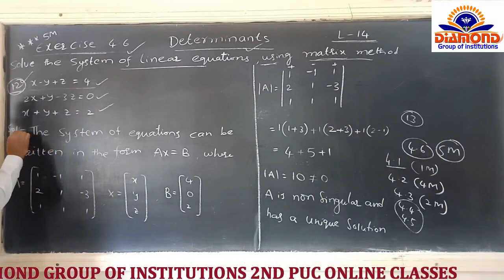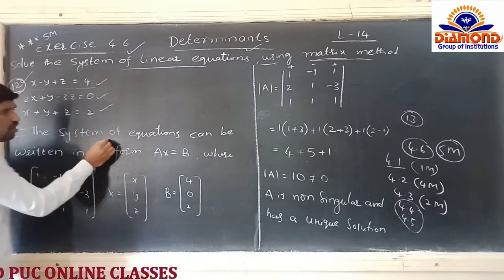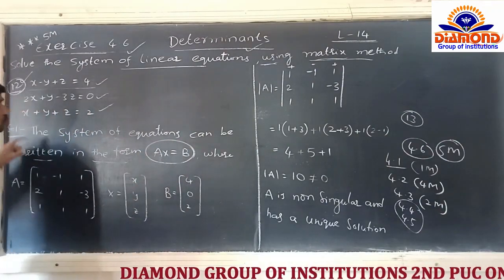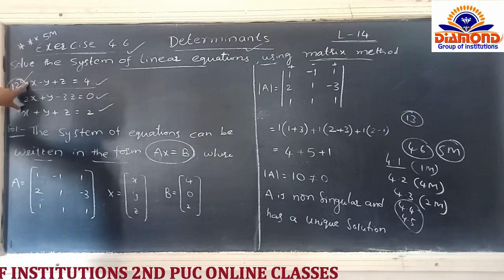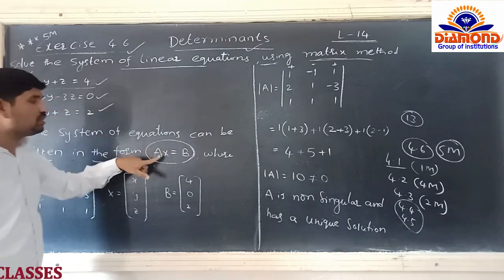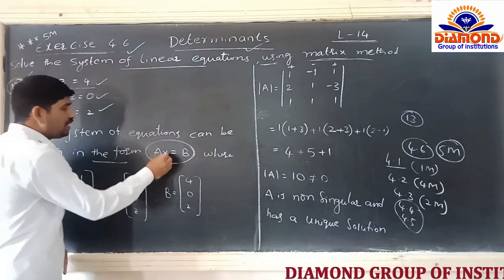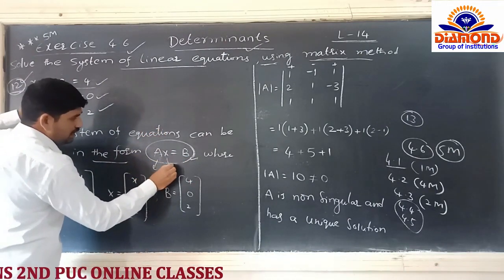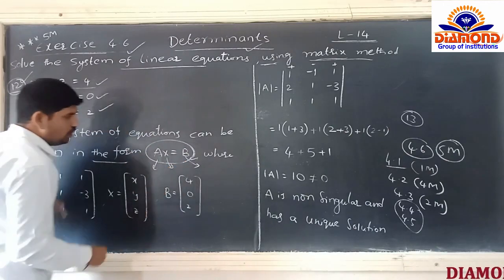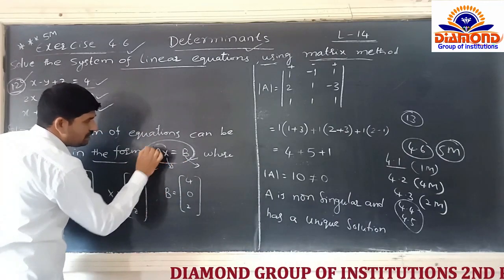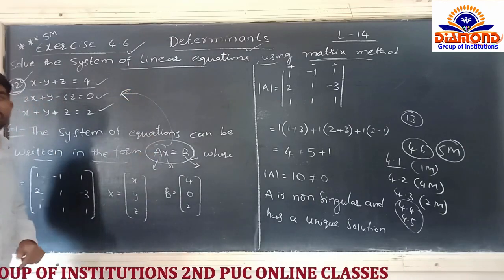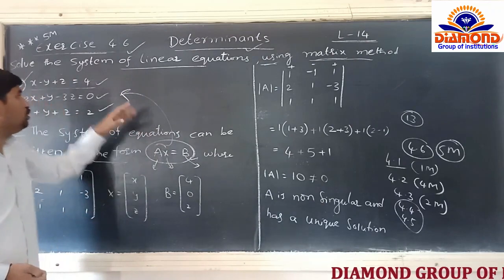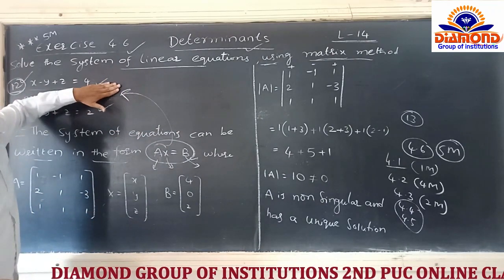Now we write the solution. The system of equations can be written in the form AX = B. We write all our 3 equations in the form AX = B, where A, X and B are matrices. If we multiply the matrices A and X, we will definitely get these 3 equations again.